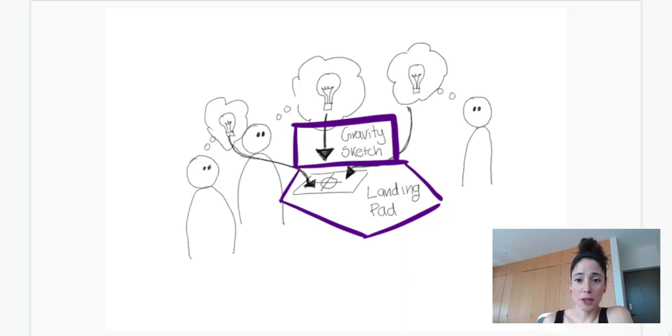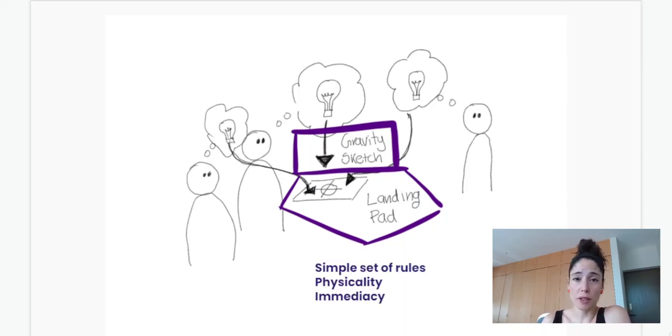Something really important to mention is that these two products are always trying to follow our design principles. Whatever we develop, however we think about the tools that we create, needs to follow these three design principles: simple set of rules, physicality, and immediacy. This is to make sure that all of the research and understanding of how people think when they're going through a creative process, and how to enable someone to create in the quickest and most intuitive way possible, is encapsulated in these three design pillars.